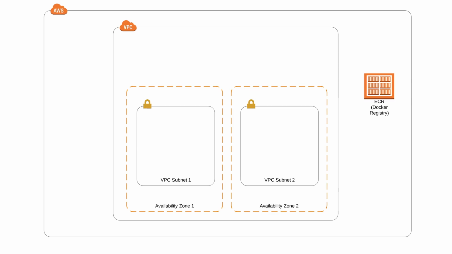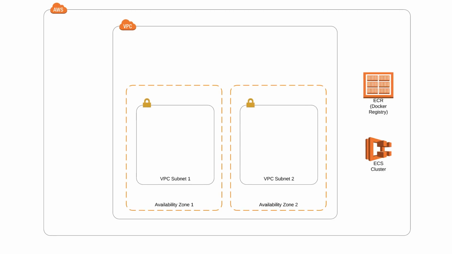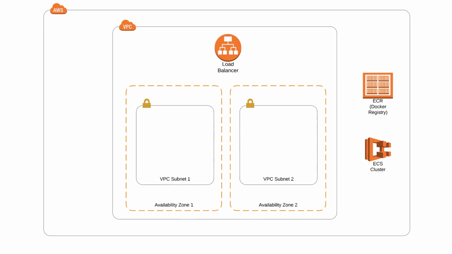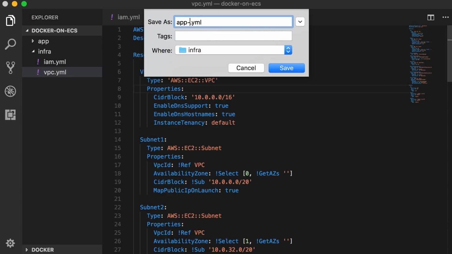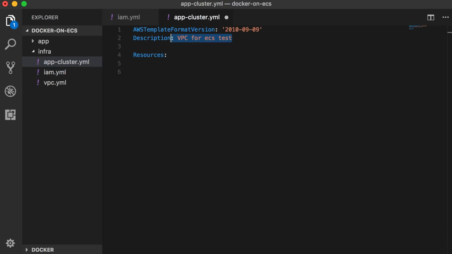The stack that we are going to define next will create an ECS cluster, application load balancer listener, and CloudWatch log group for container application logs. It will also create a couple of security groups. Let's copy the VPC or IAM stack template, and I'll name this stack appcluster.yaml. Let's clean this up and change the description: container cluster on ECS and load balancer.